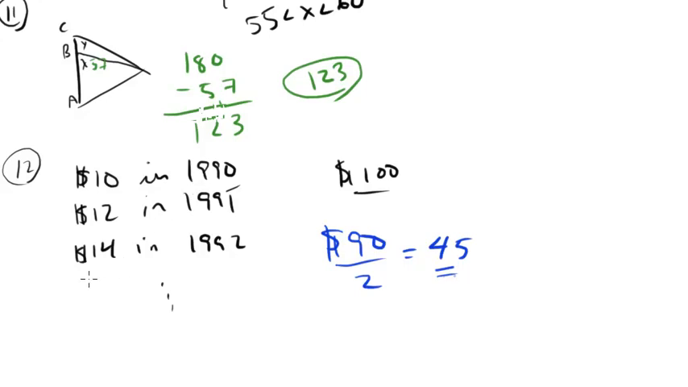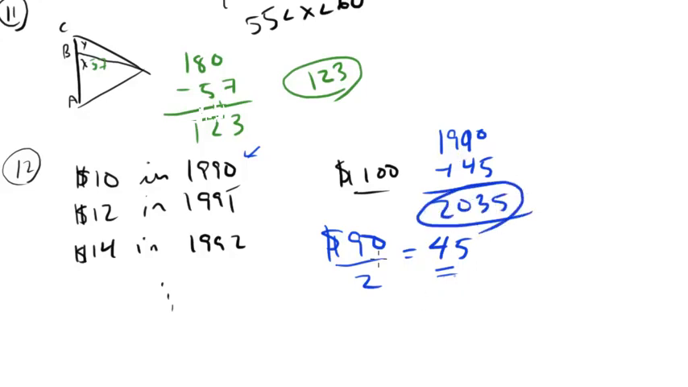So you can imagine we'd write this out: 16 in 93, 18 in 94. We would be writing 45 of these steps to get to 100. Well, if it's 45 years and we start at 1990, our answer is just going to be 1990 plus 45, right? 45 years later, and that's going to be 2035, and that is the answer.